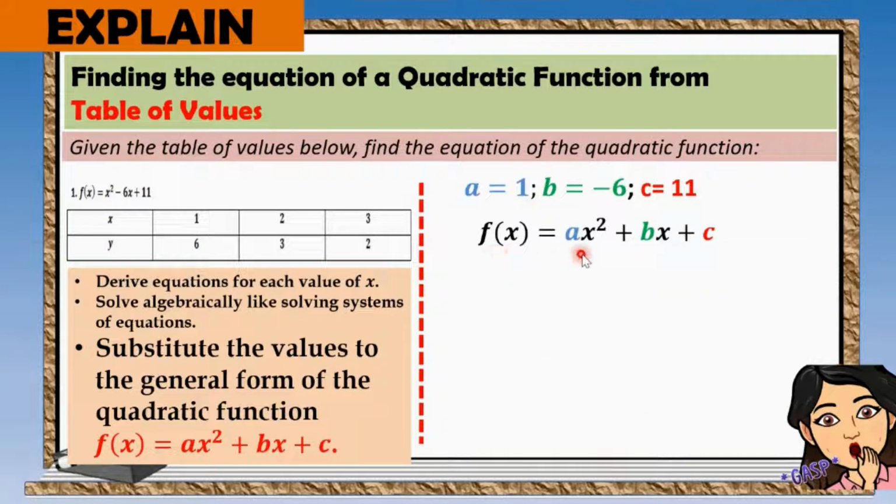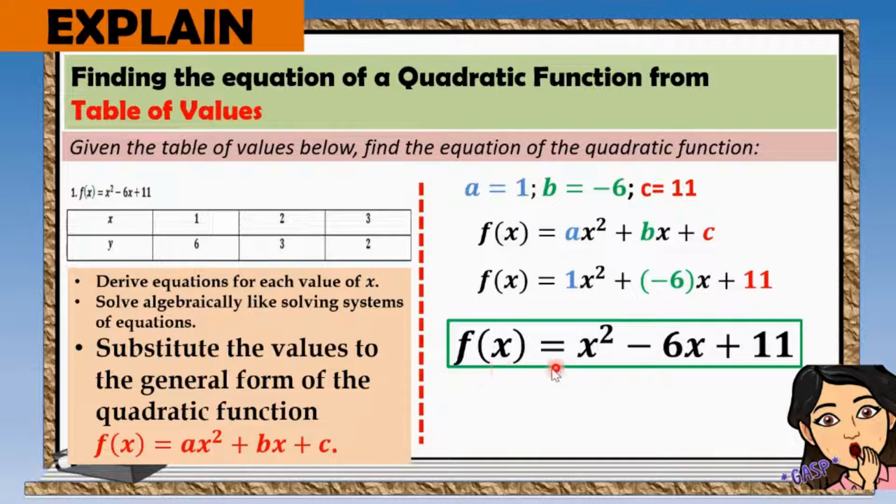So, f of x equals ax squared plus bx plus c. Color-coded pa rin siya para guided po kayo kung saan nyo ilalagay yung values na yon. So, f of x equals 1x squared plus negative 6x plus 11. So, simplify this. We have f of x equals x squared minus 6x plus 11. So, take note that no need na po maglagay dito ng 1 as numerical coefficient of this first term kasi it is already understood that in any variable we have already coefficient 1.